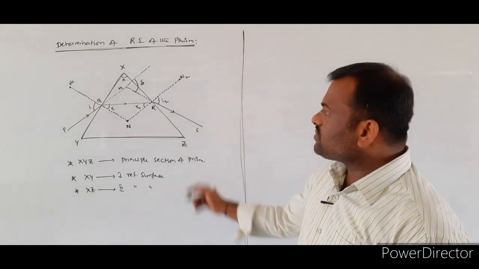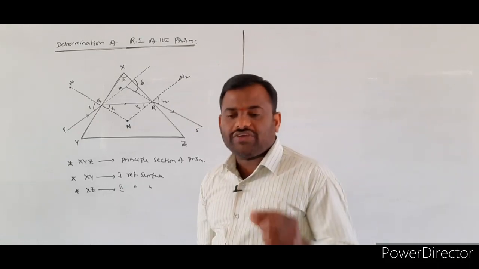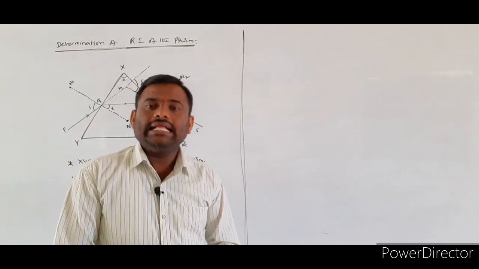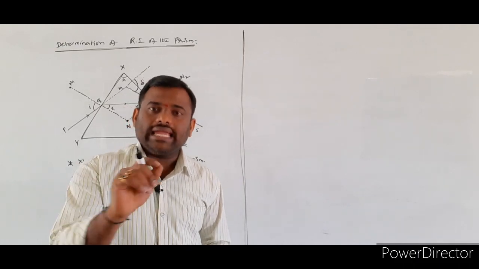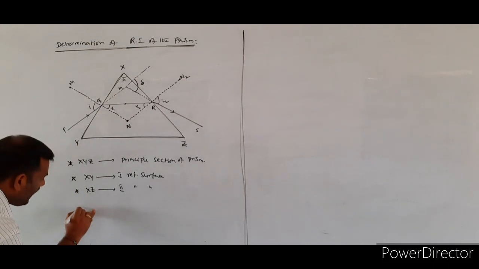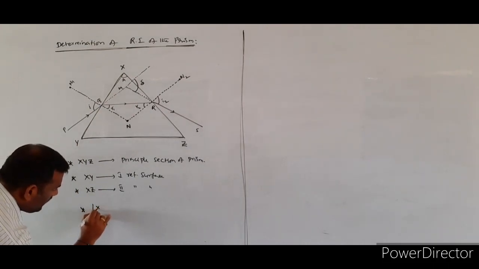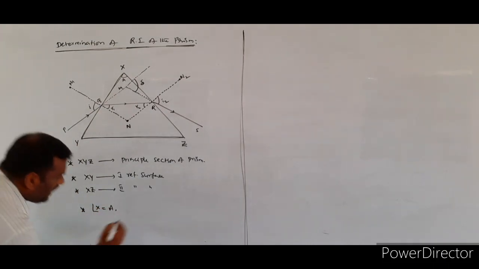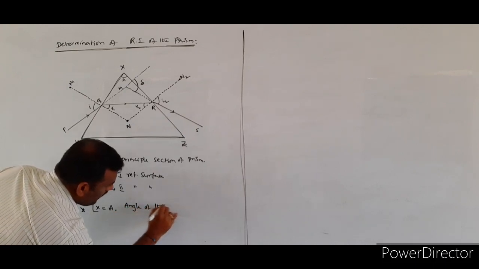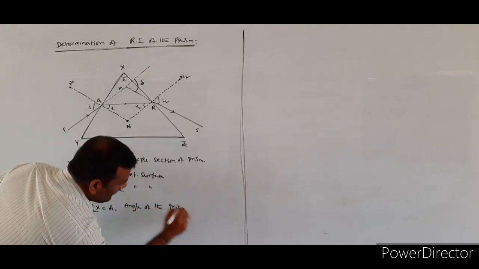Between the two refracting surfaces some angle will be there. That angle is the angle of the prism. The angle at X is equal to A, which indicates the angle of the prism. Capital A is the angle of the prism.